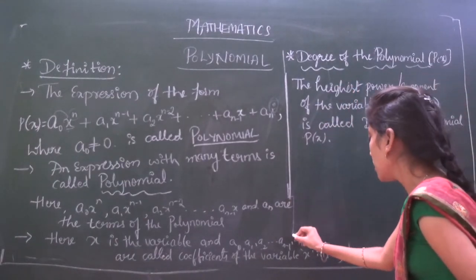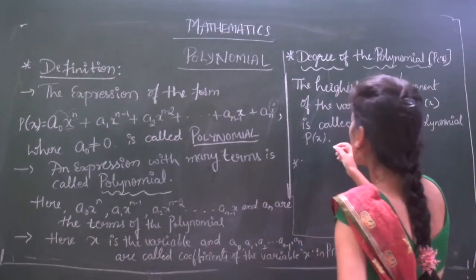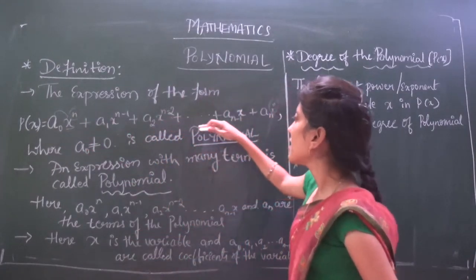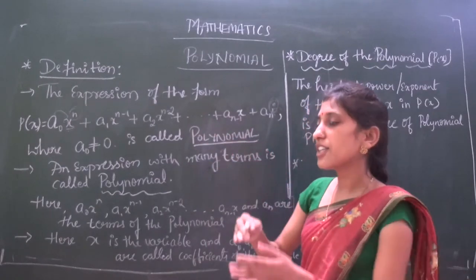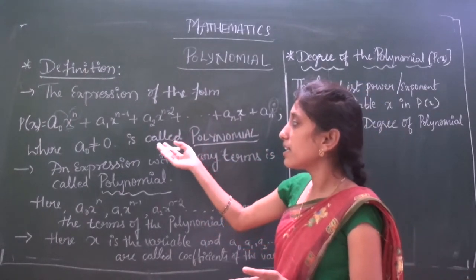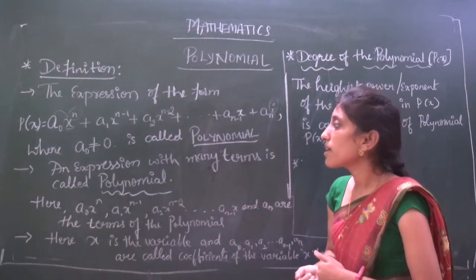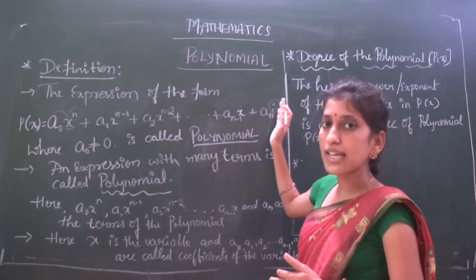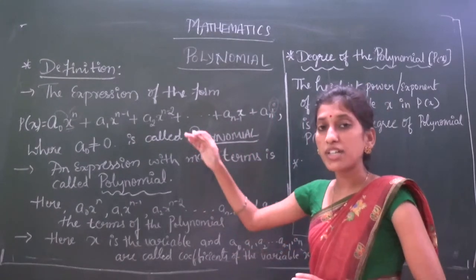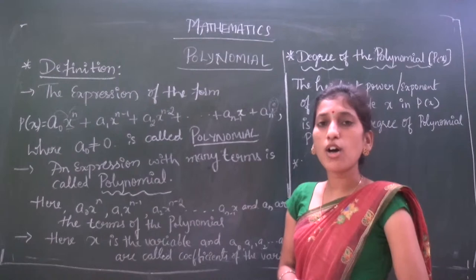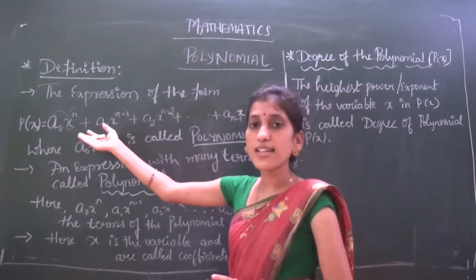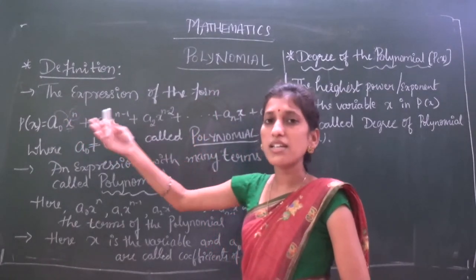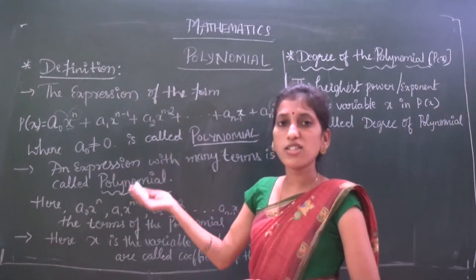For example, in this P of x, the highest power is n, so this is nth degree. Suppose they ask what is the degree of the general expression a0 x to the power n plus a1 x to the power n minus 1 plus a2 x to the power n minus 2 plus and so on plus an minus 1 x plus an. Then you say it is nth degree, because the highest power is n, the largest one, right?